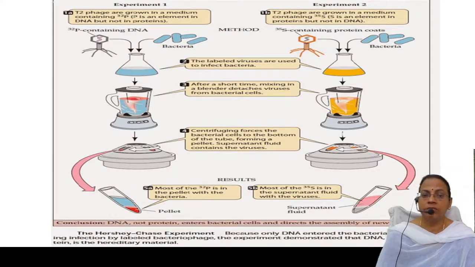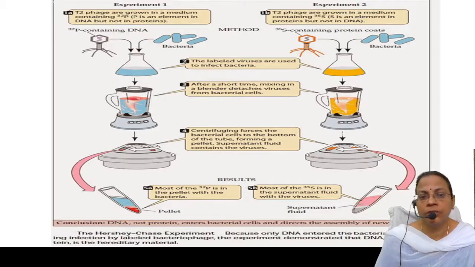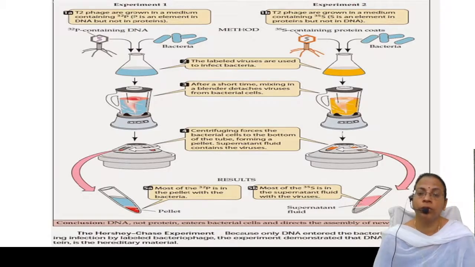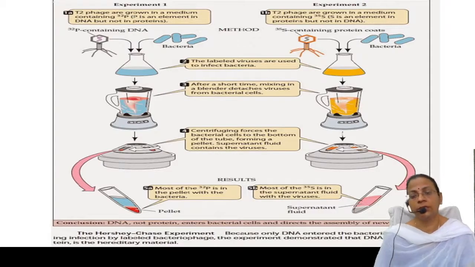In the results, in the first set, they found that radioactivity was detected mostly as P32 in the pellet within the bacteria, that is, at the bottom. They were able to separate that, and the bottom layer showed the P32. And in the other set, the radioactivity was detected in the supernatant solution. The supernatant solution contains the protein coat that was already separated, and in that the sulfur 35 was found.